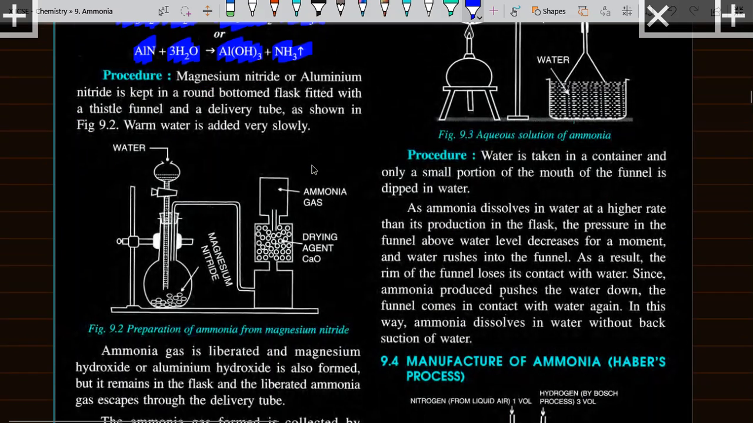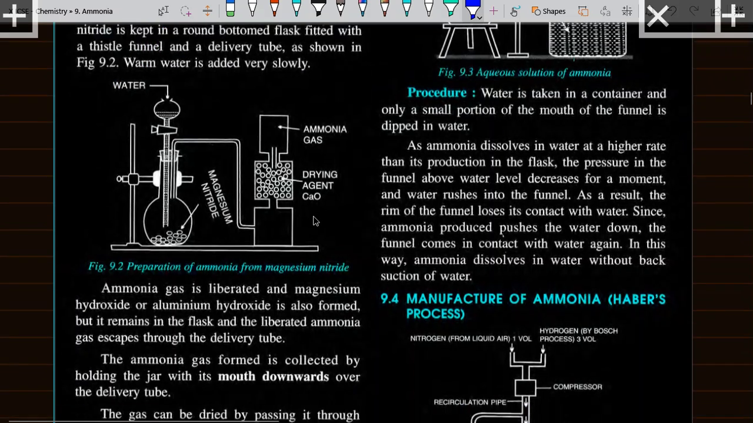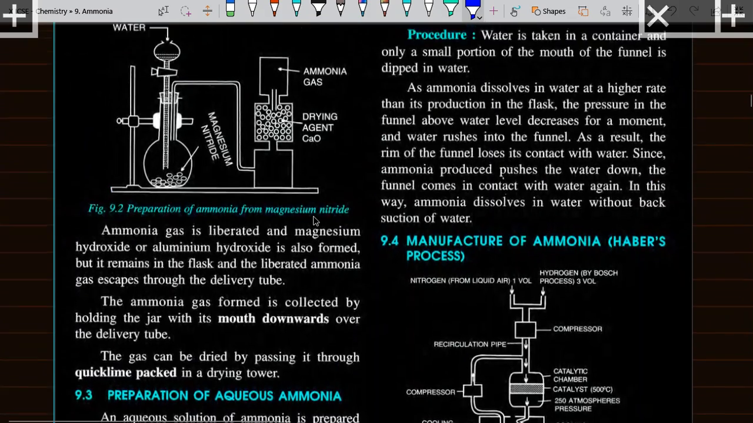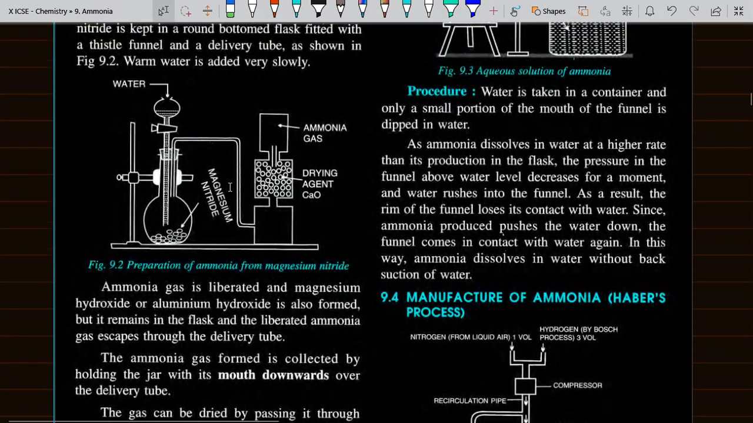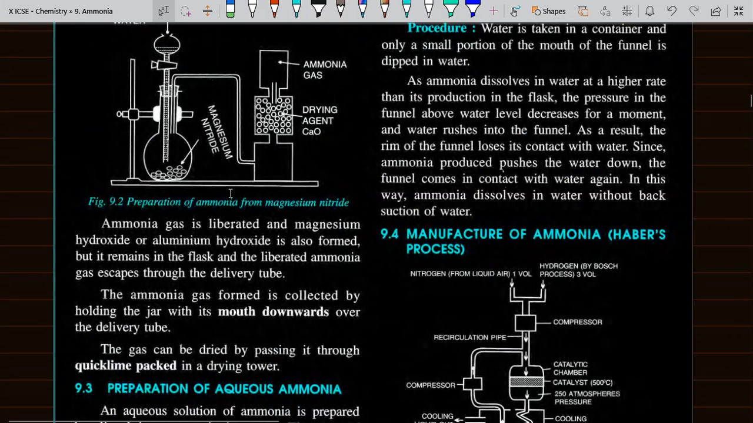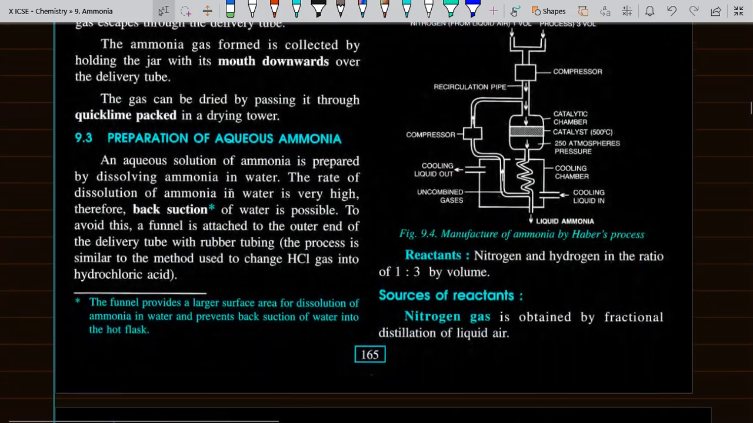What is the procedure? Magnesium nitride or aluminium nitride is kept in a round bottom flask fitted with a thistle funnel and a delivery tube. And warm water is added very slowly. Ammonia gas is liberated and the magnesium hydroxide or aluminium hydroxide formed remains in the flask, and the liberated ammonia gas escapes through the delivery tube. It is passed through a drying agent and collected by downward displacement of air.